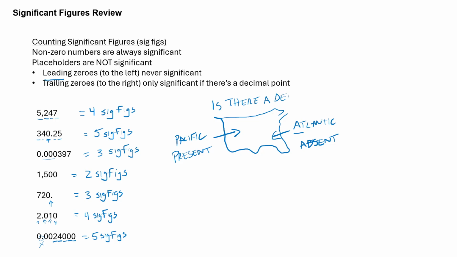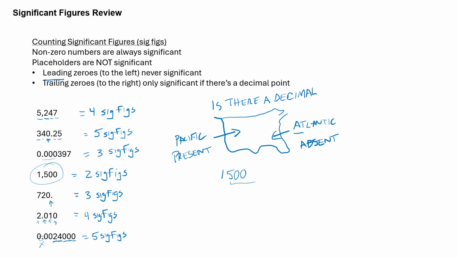And so if the decimal is present, I will start at the Pacific side, and if it's absent, I'll start at the Atlantic side. So let's take a look at, say, this 1500. Does it have a decimal? No, it's absent. So I'm going to start at the Atlantic side of that number, and I'm going to start looking in this way until I hit a non-zero number.